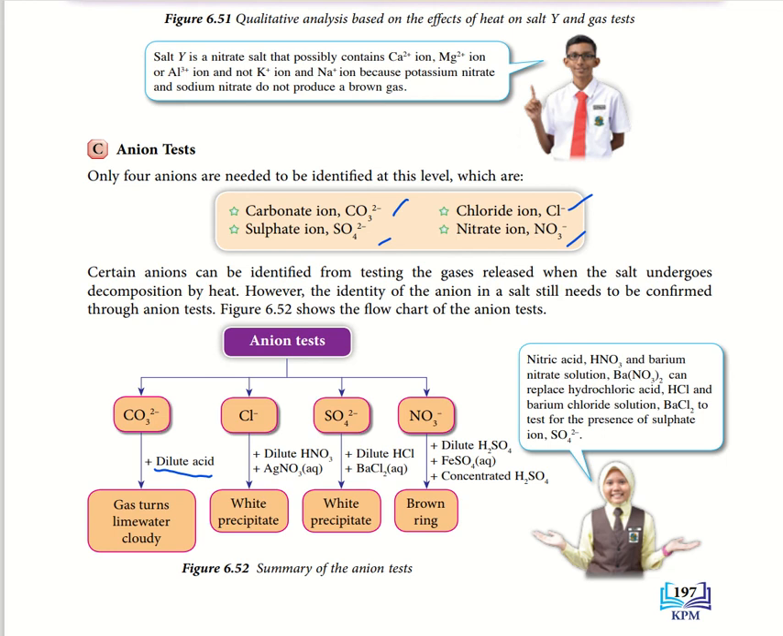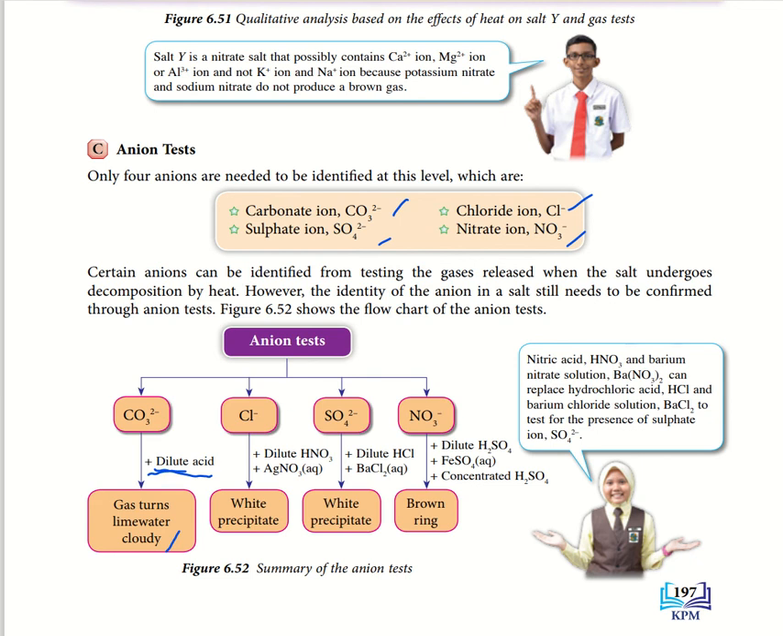Okay, so if it is carbonate salt, when it reacts with acid, it will produce a gas that turns lime water cloudy. This is actually what gas? Carbon dioxide gas. Acid reacts with carbonate salt, let's say zinc carbonate or calcium carbonate, so it will produce carbon dioxide gas. Then the carbon dioxide gas will turn lime water cloudy. So you just add any acid.